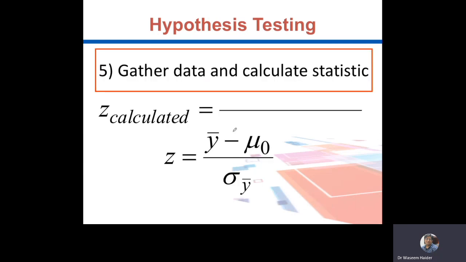Number 5, we gather the data and calculate the statistics, or test statistics. Whatever the test we are doing, suppose here we are doing Z. So we will calculate this Z, we call it Z calculated, and given by this formula. This Z, or later on we will be doing T, is called as test statistic.